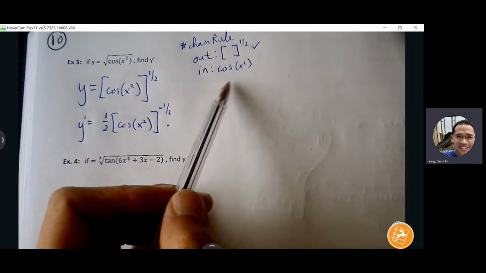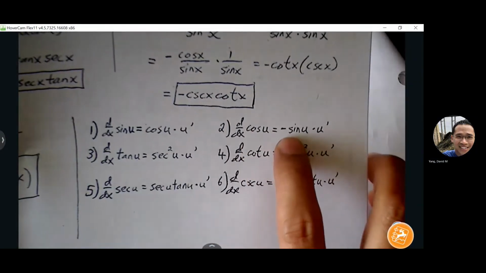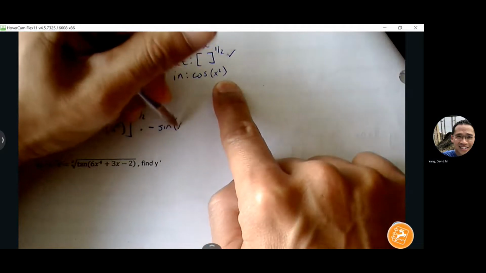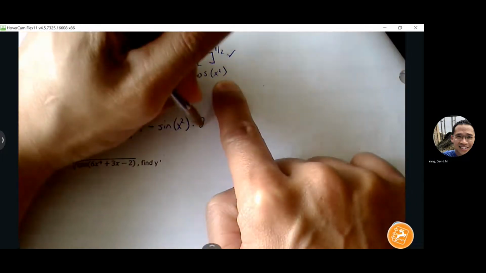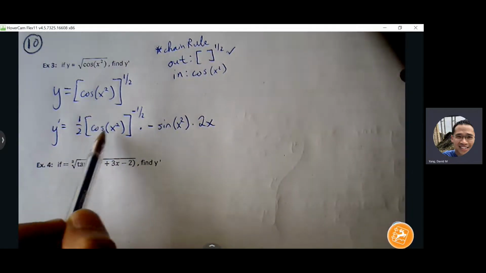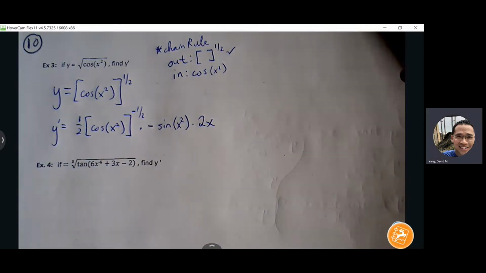Okay, look back at your page here. Cosine's derivative is negative sine u times u prime. So let's do that here. Negative sine of x squared times what? 2x. So it does feel a little bit longer because we have to do an outside chain rule first and then an inside chain rule. Okay, any questions there?